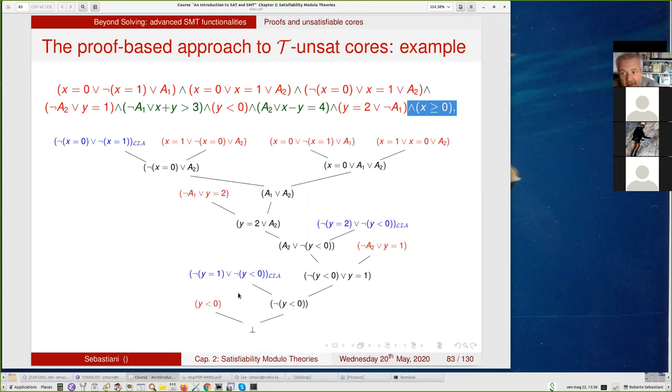Is this clear? Guys? Yes, yes. Yes, it is. I think this is quite straightforward, right? Similarly, one easy way of extracting an unsat core from SMT is just to use what you have for free from the extraction of unsat cores from the CDCL SAT solver.